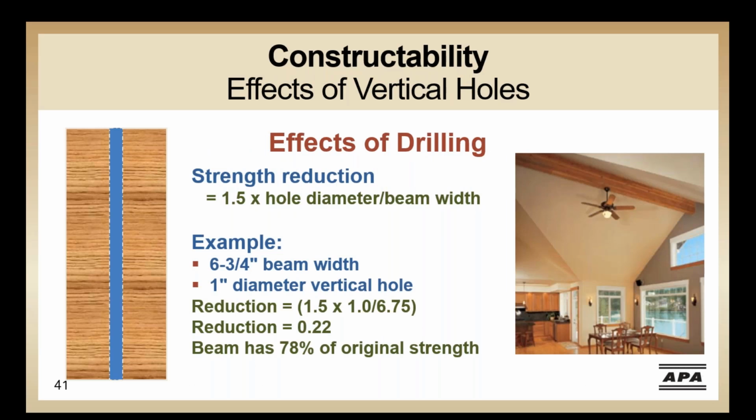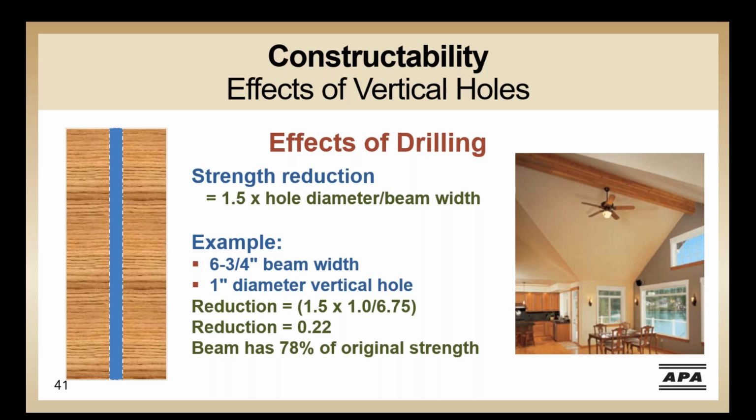Remember that ceiling fan. Whenever possible, it is best to avoid drilling vertical holes through glulam and structural composite lumber beams. When vertical holes are drilled through LVL, the LVL should be a minimum of 3 inches wide solid member and not a built-up LVL beam.